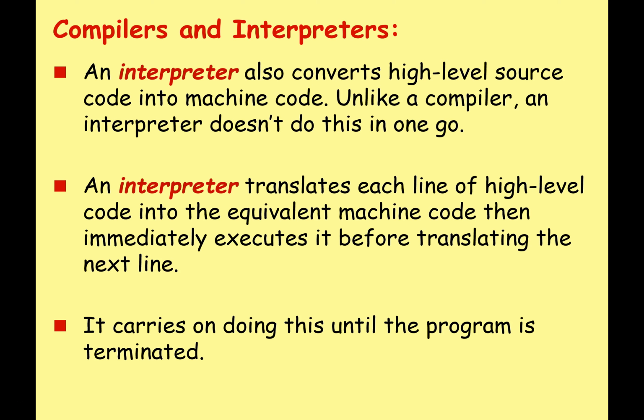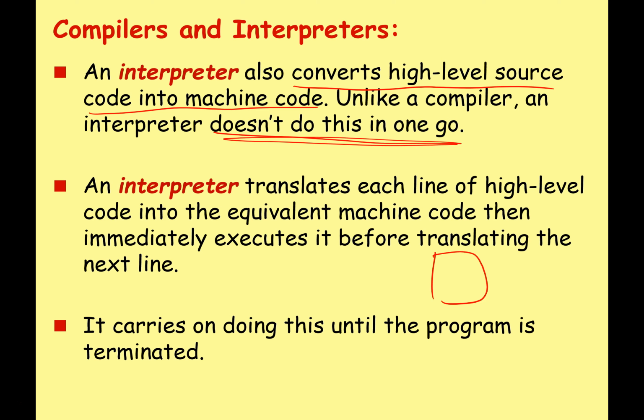Okay, an interpreter. An interpreter does a similar job to a compiler in that it converts the high-level source code into machine code. However, unlike a compiler, it doesn't do this all at once. An interpreter translates each line of high-level code into the equivalent machine code and then immediately executes it before translating the next line, and it carries on doing this until the program is terminated.